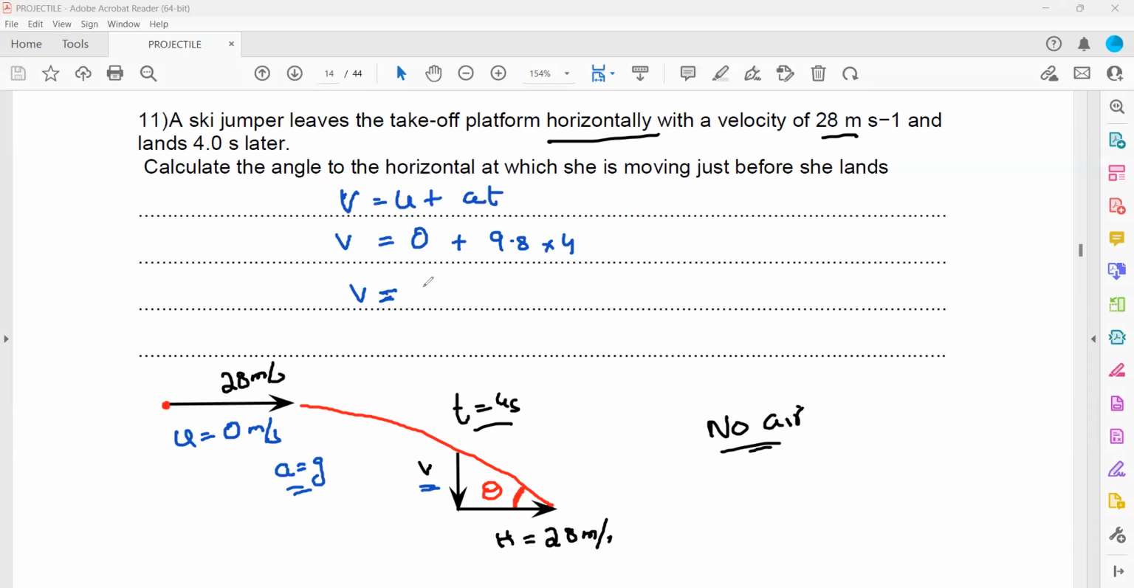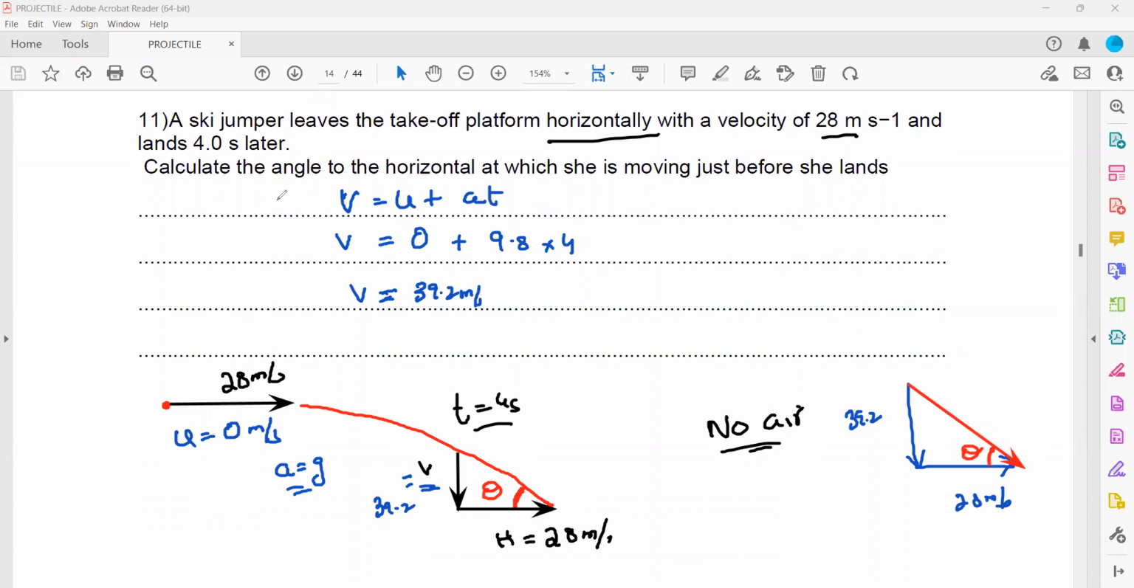What's the answer for v, the final vertical velocity? 9.8 times 4 is 39.2, so this is 39.2 meter per second. We want this angle. So we have the final vertical 39.2. It's a right angle triangle in which the vertical component is 39.2 and the horizontal component is 28 meter per second, and we need her angle when she hits the ground.